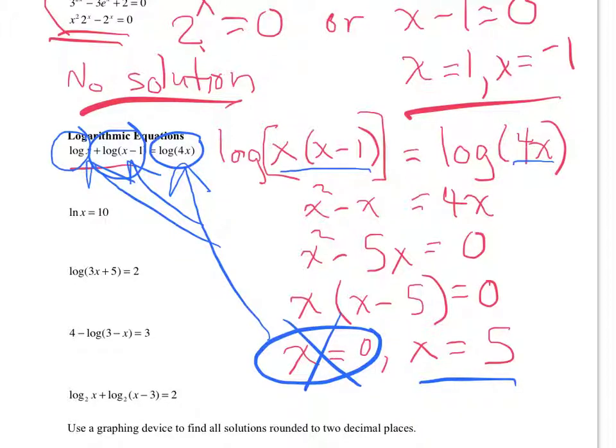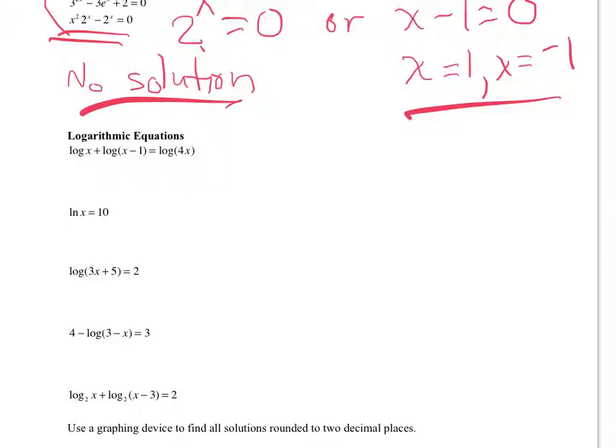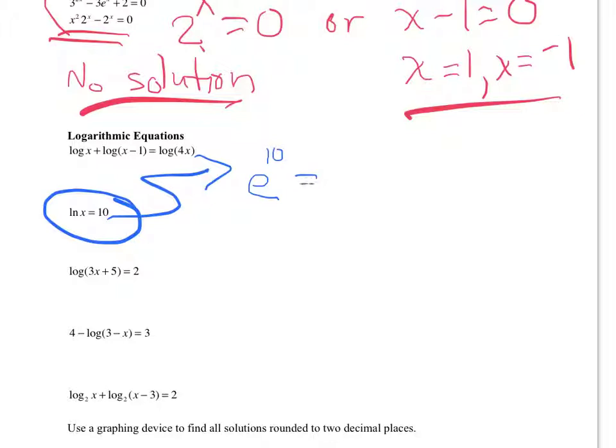Our second logarithmic equation uses the natural log base. That's not an issue. We have the natural log of x is equal to 10. So what we'll do is rewrite that in exponential form. If the natural log of x is equal to 10, the base on that natural log function is e. 10 is the exponent, so we get e to the 10th power equals x.